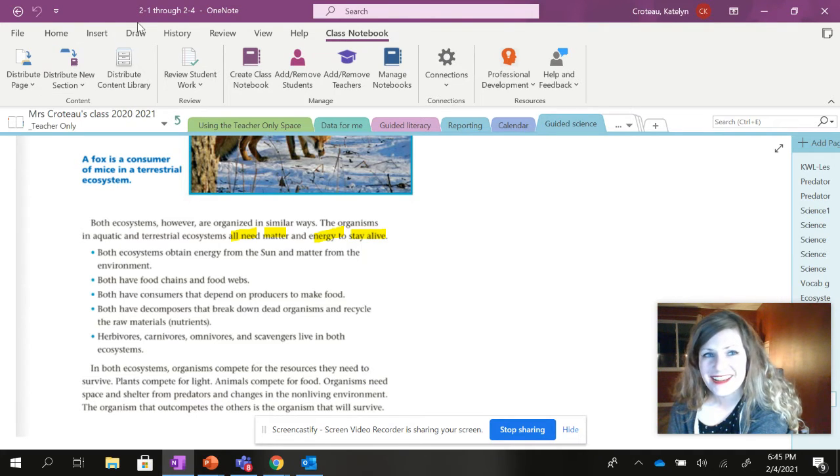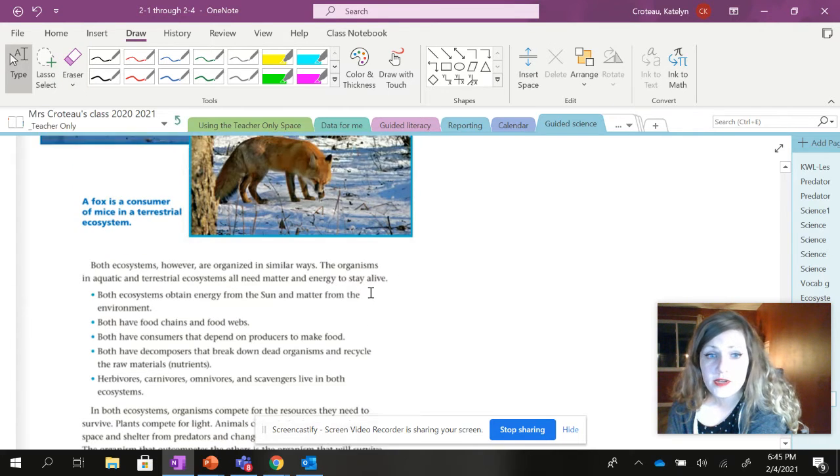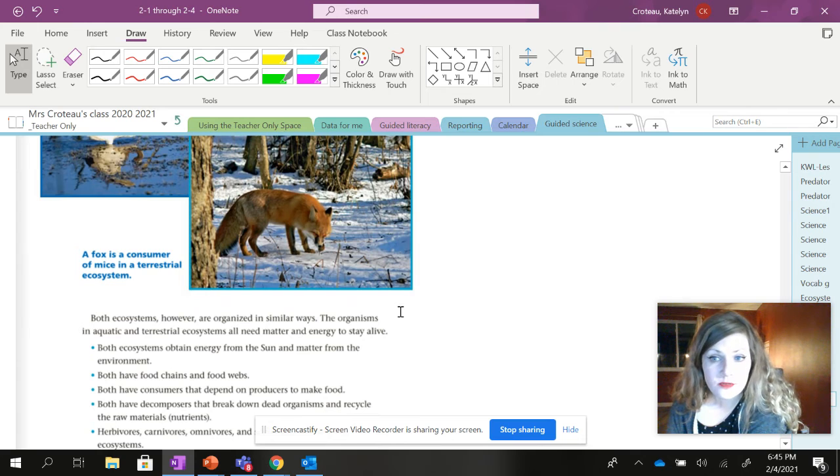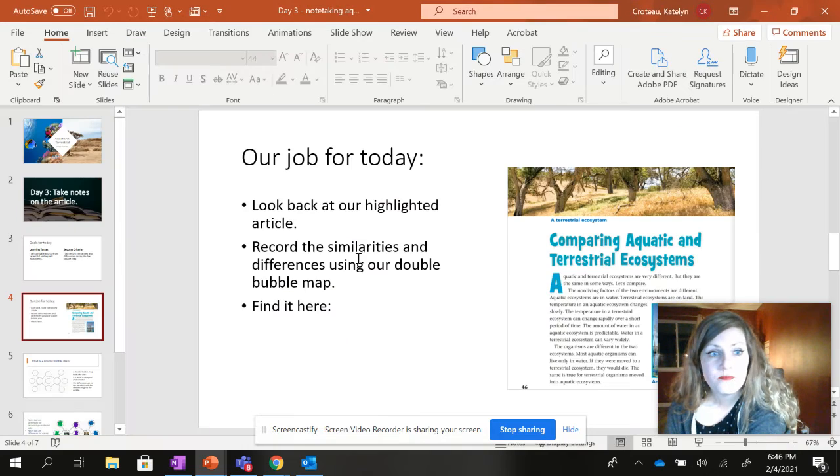And I'm also going to be very nice, and I'm going to reread you this article today because there's not an option to use the immersive reader on here. So I'm going to make sure that I read this to you one more time. Nice refresher. It's been a couple days. And then, like I said, you're going to use that double bubble note taker to find what is the same and what is different. Okay? And I'll explain how you use that particular note taker.